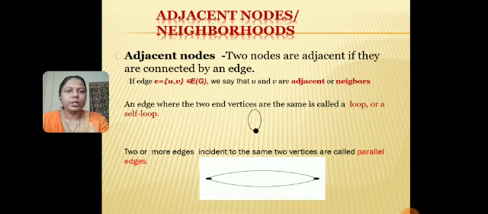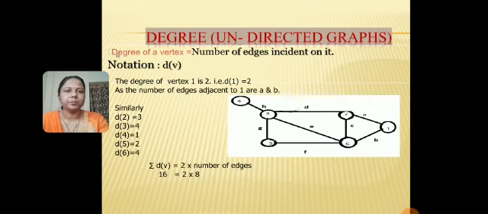An edge where the two end vertices are the same is called a loop or self loop. Here is the graph of the self loop. Next definition is of parallel or multiple edges. Two or more edges incident to the same two vertices are called parallel edges or multiple edges. So here is the graph showing the parallel edges.